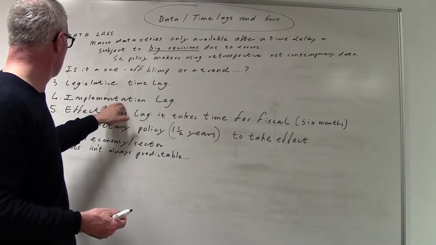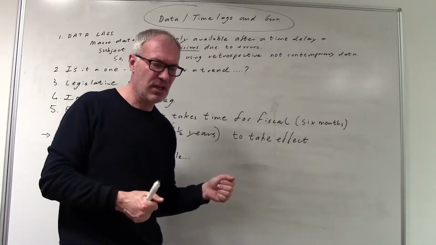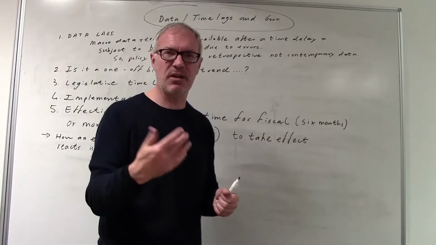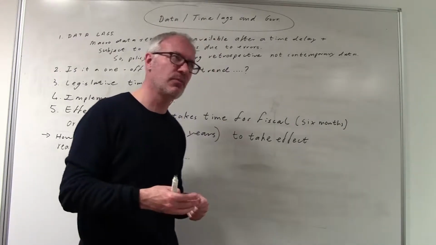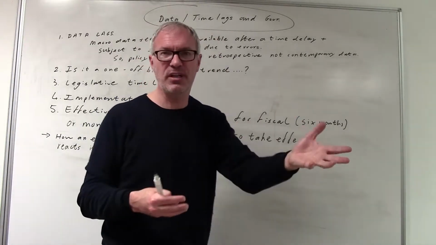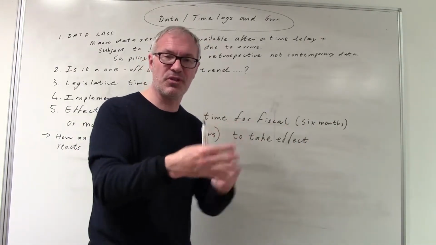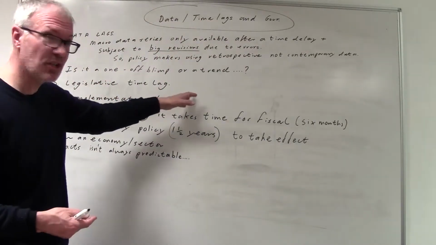The fourth problem is implementation lag. So if you change fiscal policy and the government increases spending, it takes time for that spending to actually be enacted by a department. Say you want to spend more on youth training. Well, it'll take months before the agencies actually respond and spend the cash that's available, for example. So there's an implementation lag.